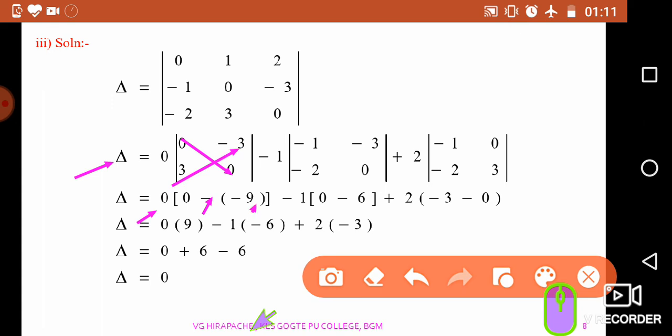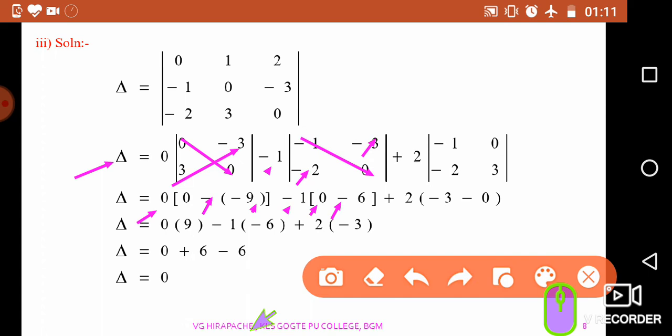3 into minus 3 is minus 9. Minus 1 as it is. Once again left top to right bottom, minus 1 into 0 is 0. Always there is a minus sign. Minus into minus is plus, 2 into 3 is 6. Plus 2 as it is. Again left top to right bottom, minus 1 into 3 is minus 3. Minus of minus 2 into 0 is 0.